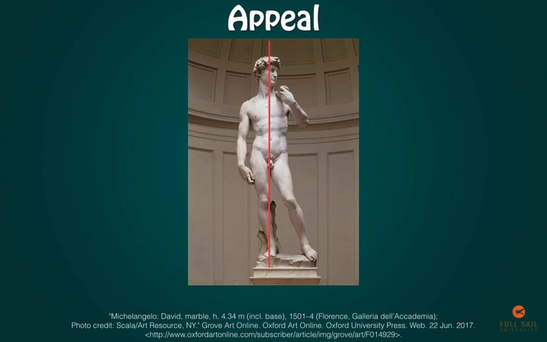Contrapposto is an Italian term used in visual art that means counterpose. This refers to the figure shifting his weight over one foot, causing the hips and shoulders to tilt and create a more dynamic pose. You may have seen this principle in famous sculptures such as Michelangelo's David. Choosing to shift the weight over one foot creates a more engaging pose. The hips tilt due to the weight being supported on one foot, and then the torso has to counter tilt to offset what the hips are doing.